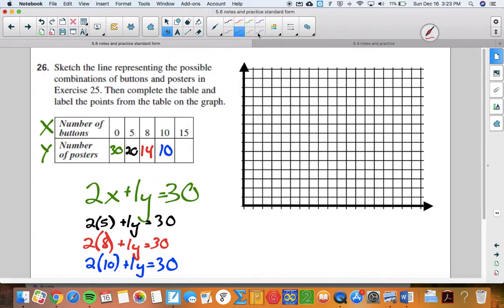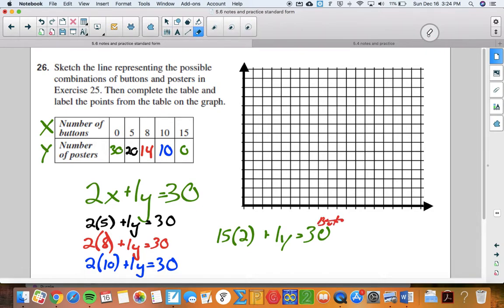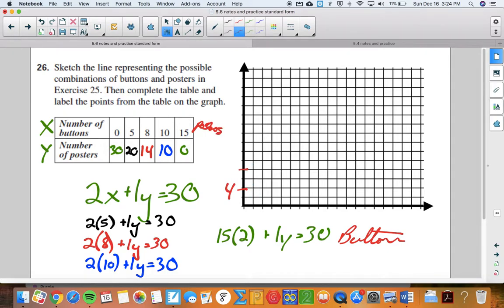And last but not least, if I buy 15 buttons, that takes me to $30, so I don't have any posters that I can buy. So let's see, the x-axis is buttons. The y-axis is posters. I think I'm going to need to scale this to get up to 30. So if I make every square worth 2, it should do it, I think.